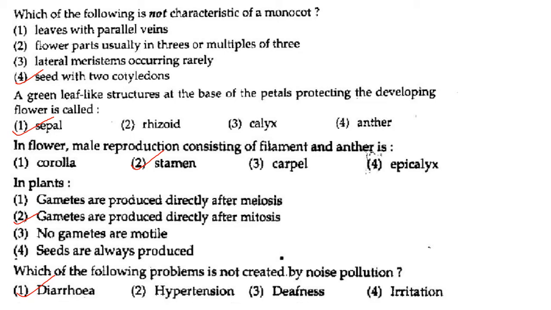Next one. Green leaf-like structures at the base of the petals protecting the developing flower are called: Option 1, sepal. 2, rhizoid. 3, calyx. 4, anther. Answer is option 1.